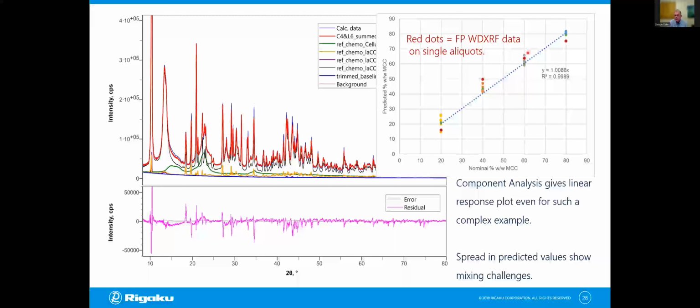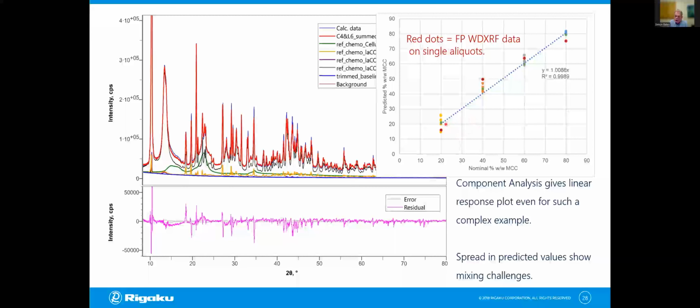And it's the same for pretty much all of the ones that we mixed. As we get to much higher concentrations of MCC, the spread in the data seems to be somewhat less. But certainly at the lower concentrations, we have substantial mixing issues. Now, somewhere in there, you'll see there are little green dots, and these green dots represent the average data.